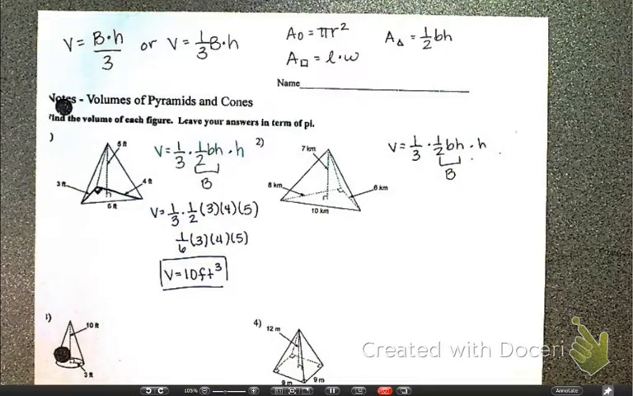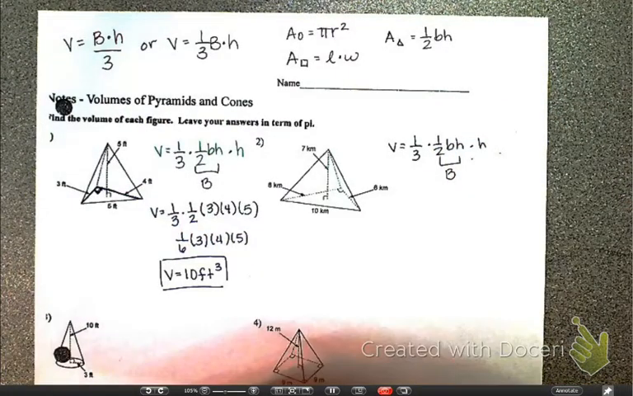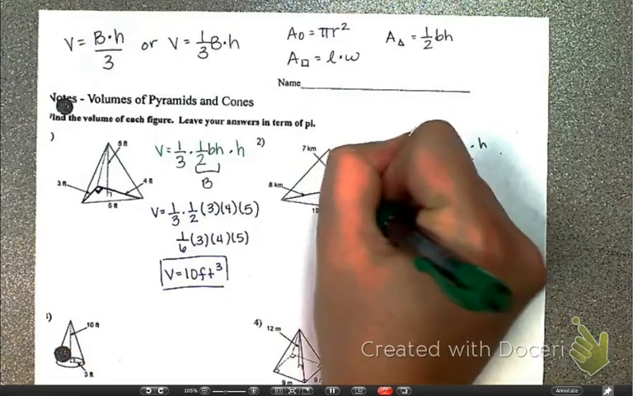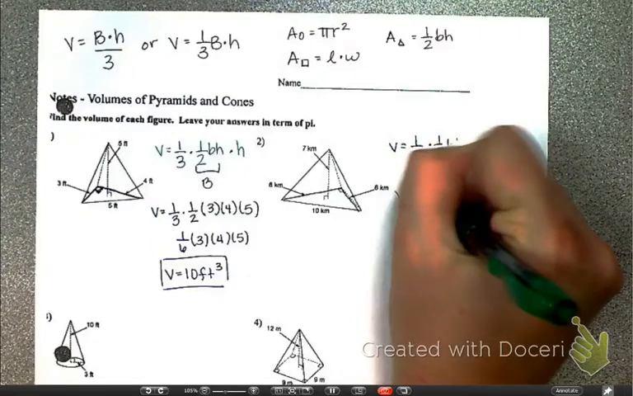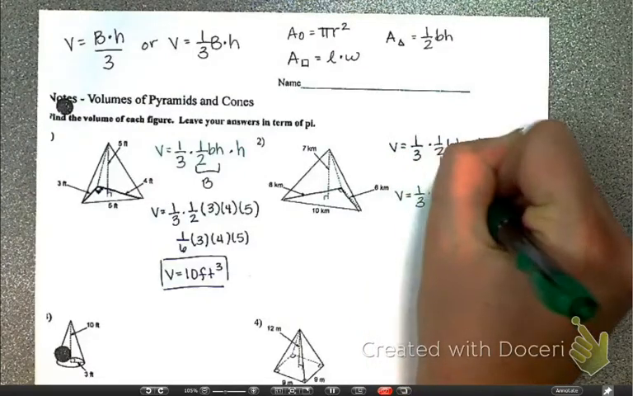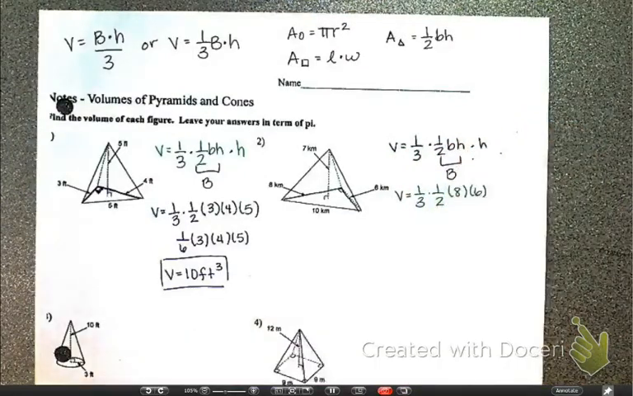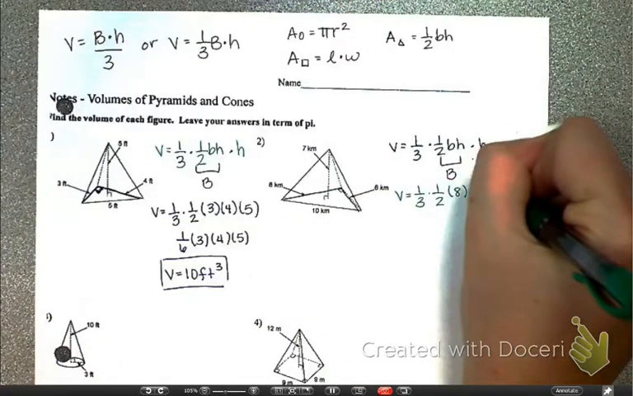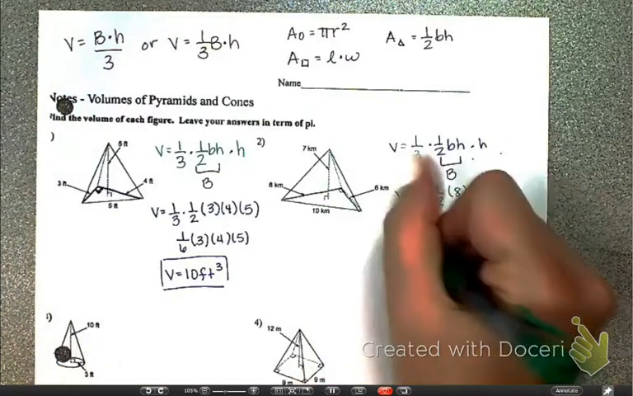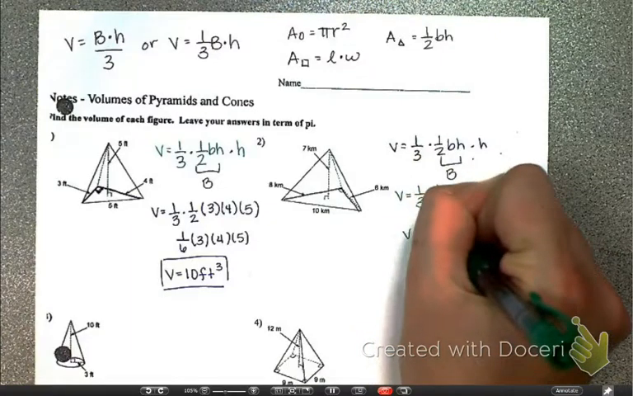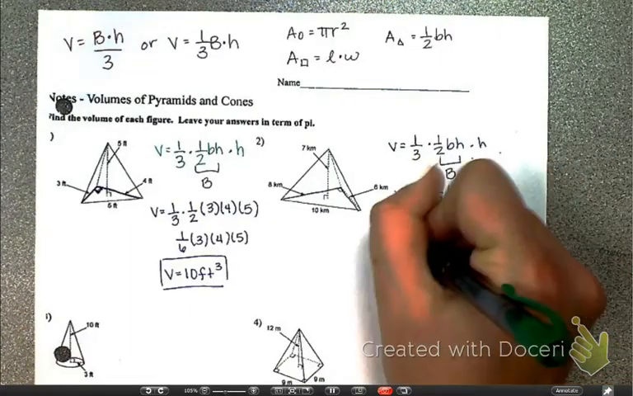What are the base and the height of the triangle? 8 and 6. So volume equals 1/3 times 1/2 times 8 times 6. And what's the height of the entire pyramid? 7. And when you use your calculator to do all the work for you, 56? 56 kilometers cubed.